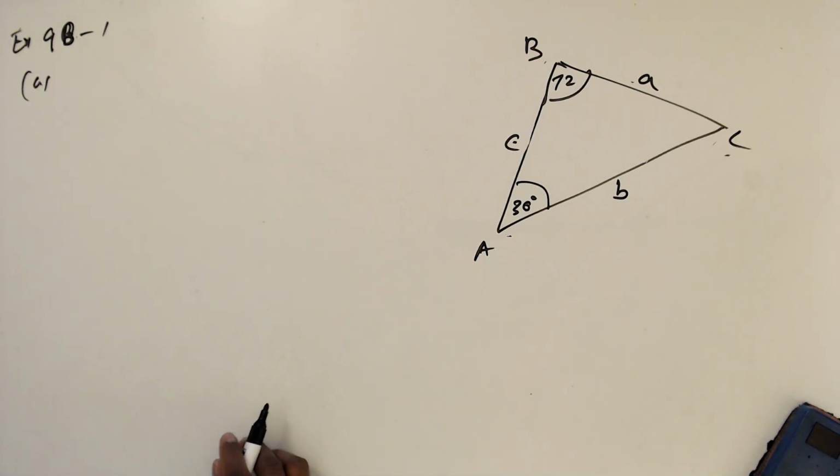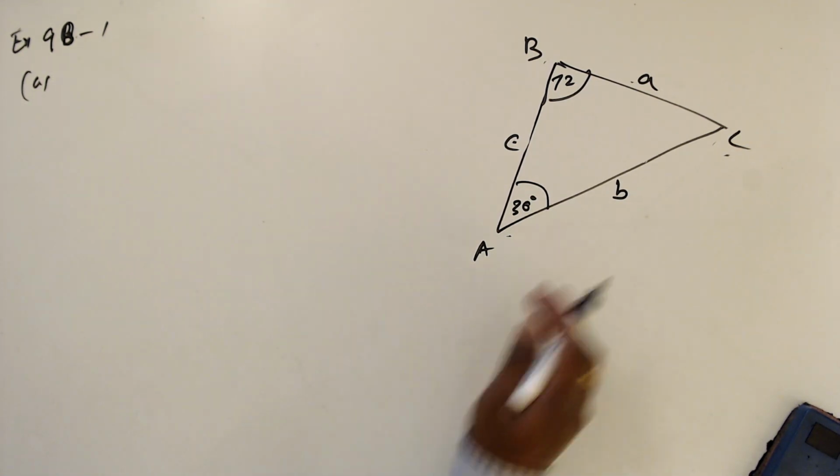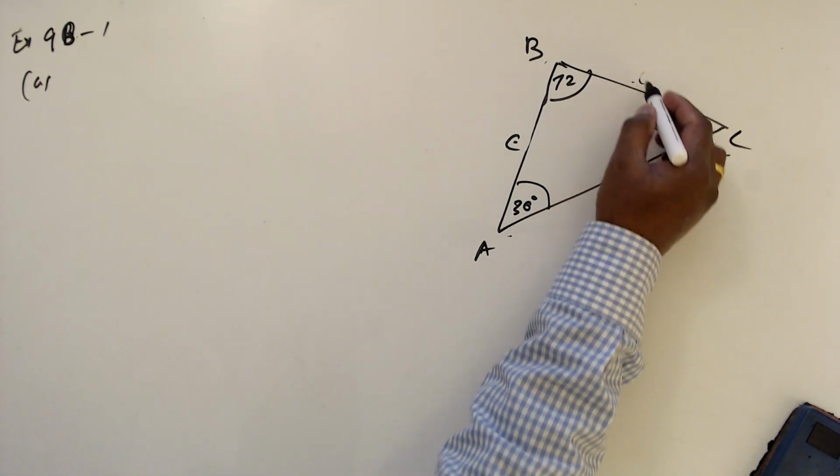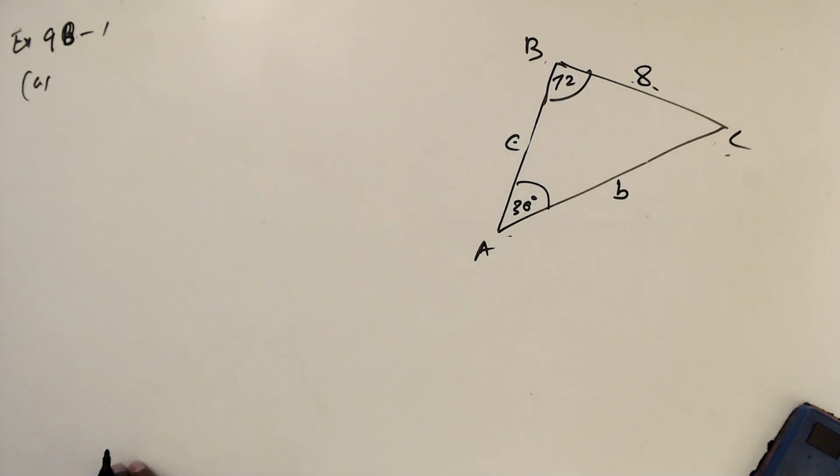Exercise 9b, question number A. I draw the question and this is going to be A equal 8. Now we want to find B.